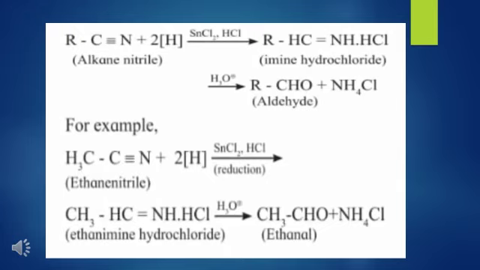In this example, CH3C triple bond N, which is alkane nitrile or methane nitrile, reacts with 2 hydrogen atoms in presence of stannous chloride and hydrochloric acid. Reduction is done here.